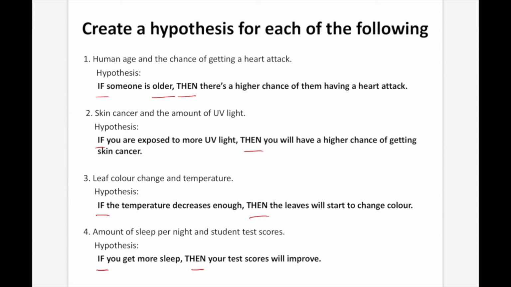You could think of it the other way. Maybe you think that if you get less sleep, your test scores will go up because you'll have more time to study. In that case, you'd say, if you get less sleep, then your test scores will improve. Or if you get more sleep, then your test scores will decrease. So you can see we're taking our guess and we're putting it in the if-then statement. Our guess could be anything depending on what we think is going to be the outcome of the experiment.